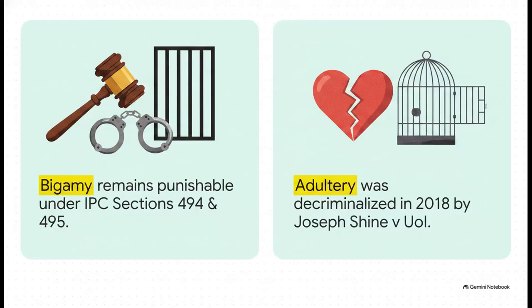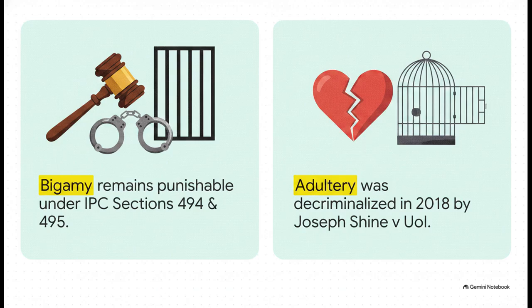And honestly, this brings up a huge point of confusion for a lot of students right now. Under Section 17, we deal with bigamy. Now, we all know the landmark Joseph Shine case in 2018 famously decriminalized adultery. But listen carefully. You must explicitly state on your exam that bigamy remains very much a punishable criminal offense under Sections 494 and 495 of the Indian Penal Code. You cannot conflate the two.